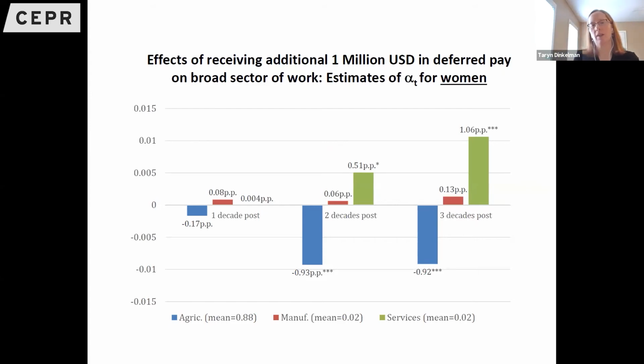So what this graph is showing us, the different bars show us the shares of employment in agriculture, in manufacturing, and in services for each of the decades after the end of the migration shock. So these are estimates of the alpha parameter that's on the interaction of our decade dummies and the amount of money coming back in to the district, controlling for all of our other covariates. And what you see here is that for women, in districts with an extra $1 million coming in, agricultural employment goes down by about 1 percentage point 2 decades after, and then a further 1 percentage point 3 decades after.